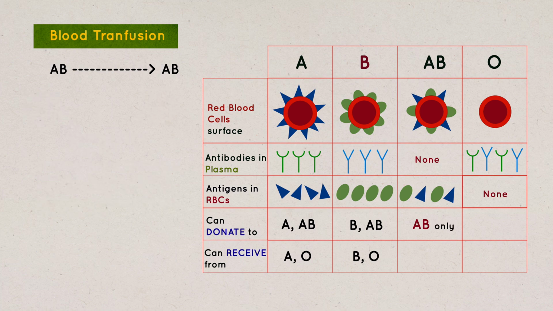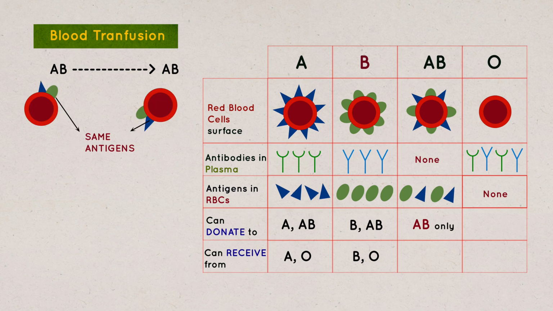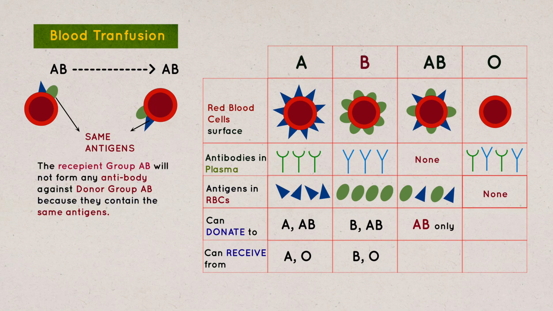Next, we will discuss group AB. Let's see what blood groups group AB can donate to. Group AB can donate blood to group AB only. Let's see how it works. Group AB can donate to group AB only because the recipient group AB has the same antigens as donor AB group. The recipient AB group will not produce any antibodies against the donor AB group.